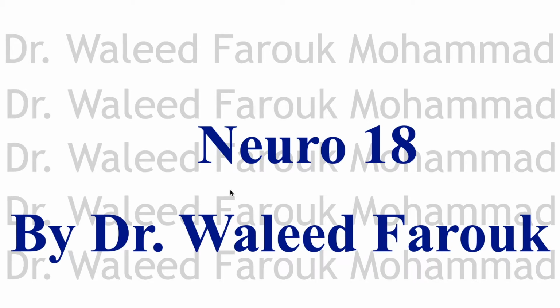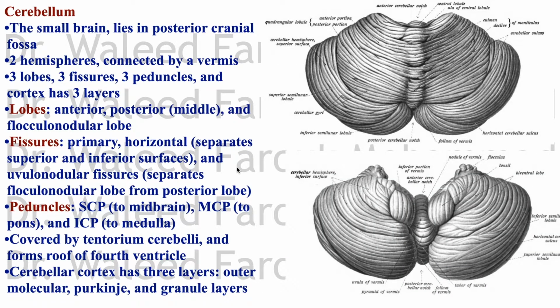Today's lecture is about the cerebellum, so let's begin. The cerebellum, they call it the small brain. It lies in the posterior cranial fossa underneath the tentorium cerebelli. So remember, what occupies the anterior cranial fossa is the frontal lobe of the brain. The middle cranial fossa is the temporal lobe of the brain, and the posterior cranial fossa, not the occipital lobe, but the cerebellum. Remember that.